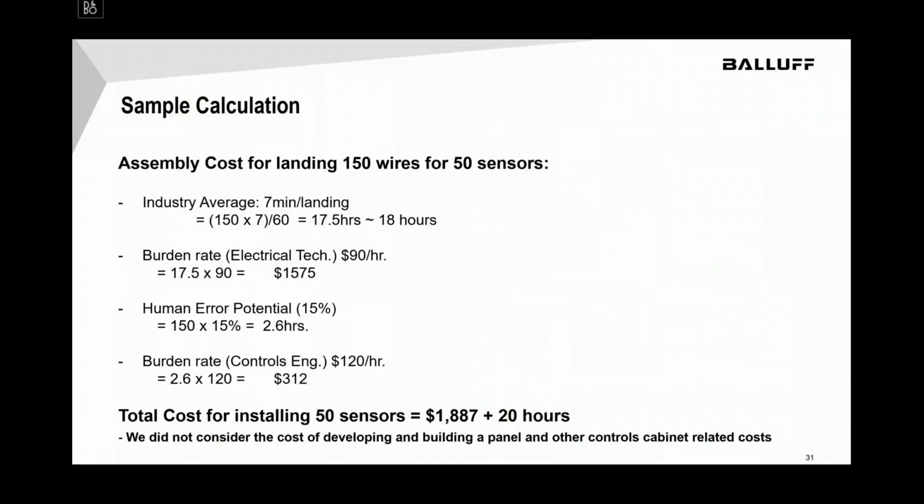If we just take a look at a simple calculation of, say, integrating 50 sensors, that is 150 wires. That's about 18 hours of time if it takes about 7 minutes per landing. It could be less, could be more. If you take a burden rate, it amounts to $1,500. Then if we assume there is a 15% error rate, that's about $300 to fix those errors. So the total cost of installing those 50 sensors could lead to about 20 hours of labor time and $1,800 that your customers aren't paying for when building that panel or building the machine.